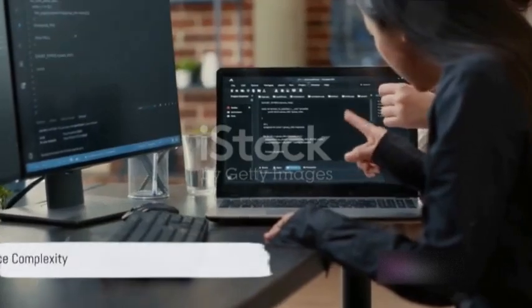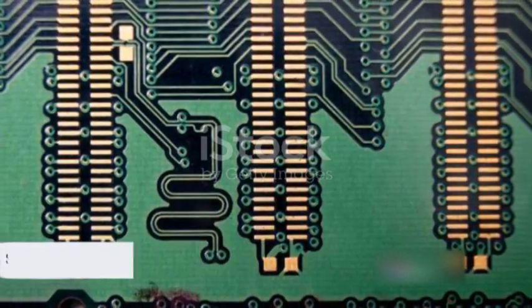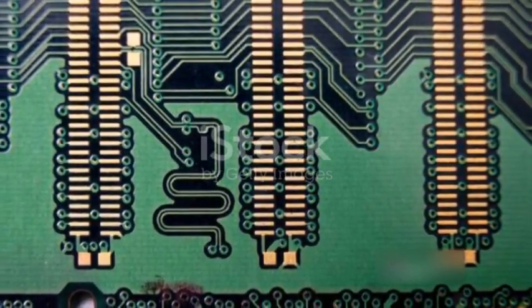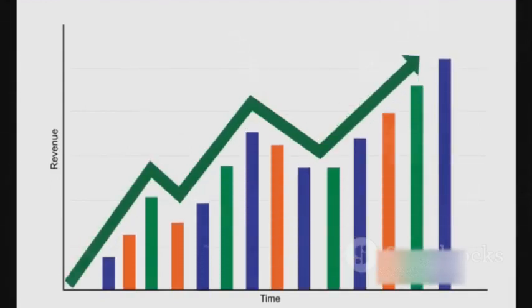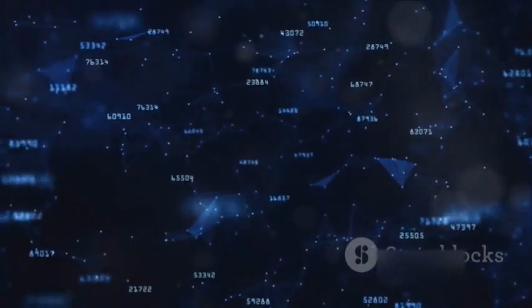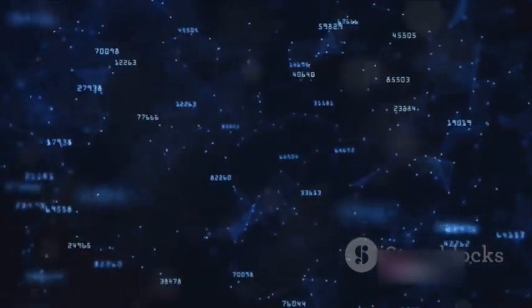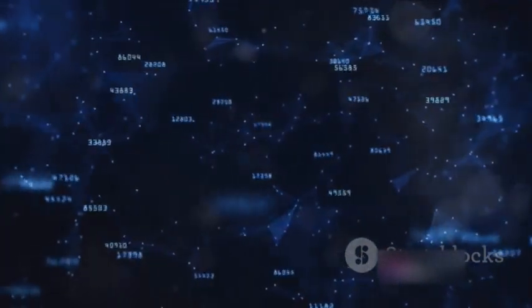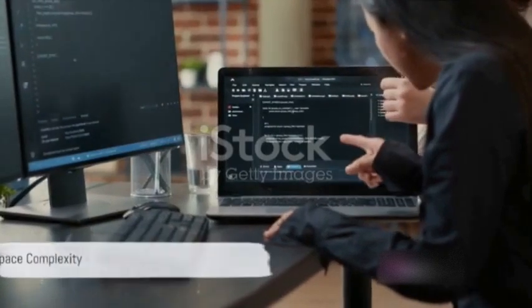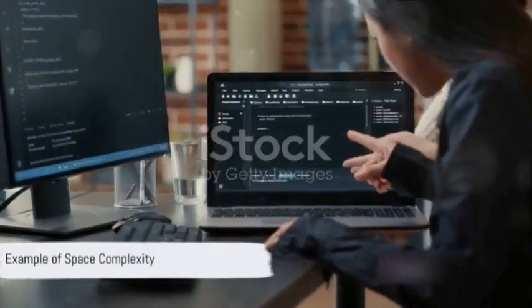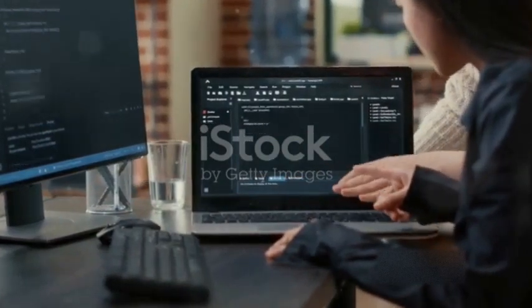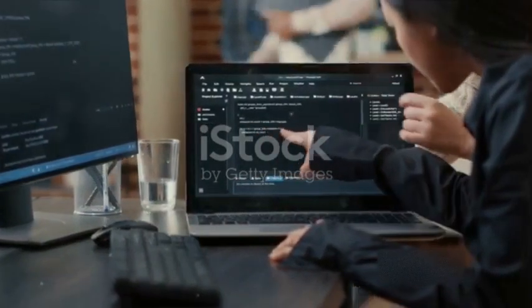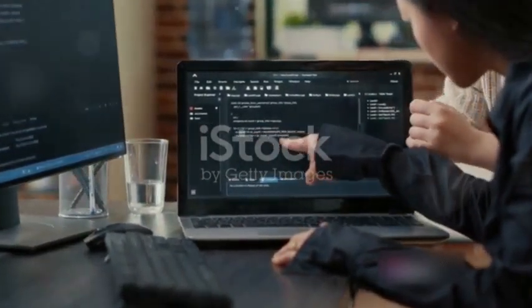Finally, let's discuss space complexity. It refers to the amount of memory an algorithm needs to run. It's a function of the size of the input, just like time complexity. However, instead of measuring time, space complexity measures the amount of space or memory an algorithm requires. For instance, an algorithm that sorts a list of numbers in place without creating a new list has a lower space complexity than one that creates a new sorted list because it requires less memory to perform the sort.